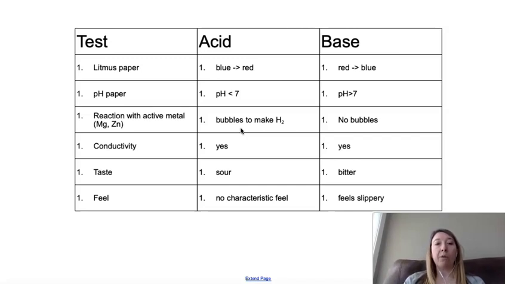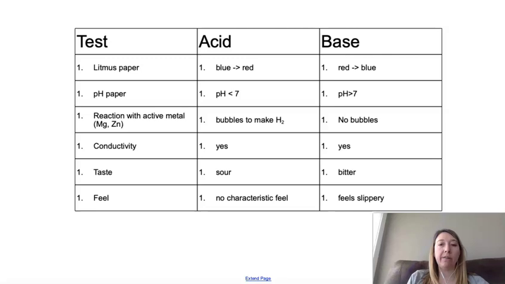What we find is if we put one of those metals with a base, there are no bubbles. So the test with these metals is literally bubbles or no bubbles. If I see bubbles, it's an acid. If I see no bubbles, it's either a base or some type of neutral solution.